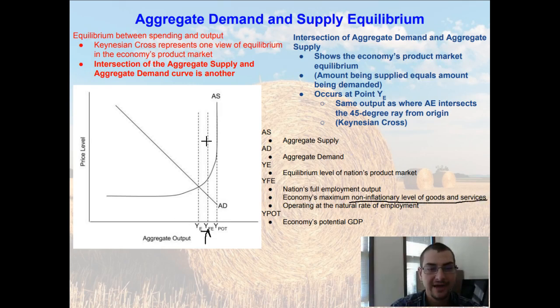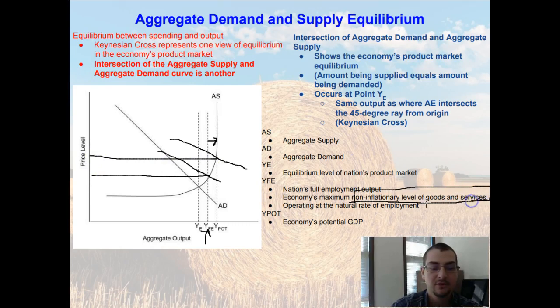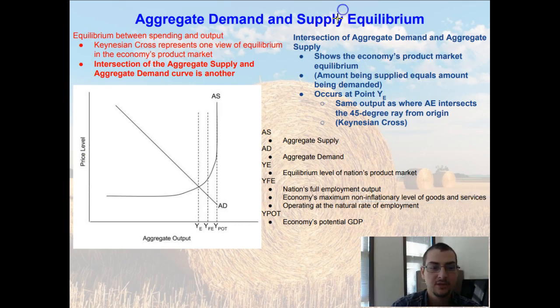Because as soon as we get past this point, people are going to be making a lot more money, which means they are going to be driving up prices. As aggregate demand rises, say from there to there, we have a large increase in prices, which is leading into this inflationary level of goods and services. So, quick recap: it's the nation's equilibrium, the nation's full employment, and the nation's potential GDP if they're maximizing out all of their resources.